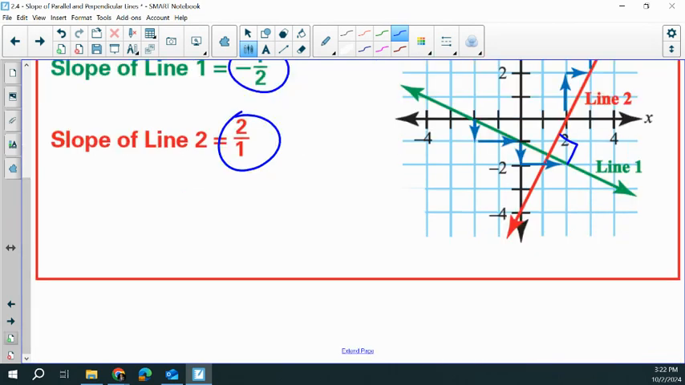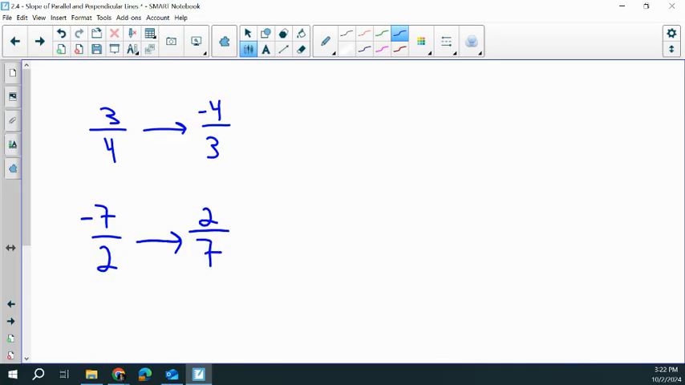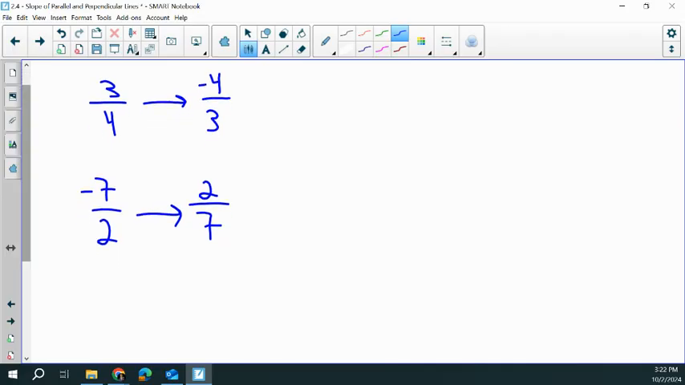Let's come up with some more examples of opposite reciprocals. If I started out with 3 over 4, the perpendicular slope would be negative 4 over 3. Those would be opposite reciprocals. If I start with negative 7 over 2, the opposite reciprocal would be positive 2 over 7. So it changes from either positive to negative or negative to positive. It gets a little tricky if you have a whole number.